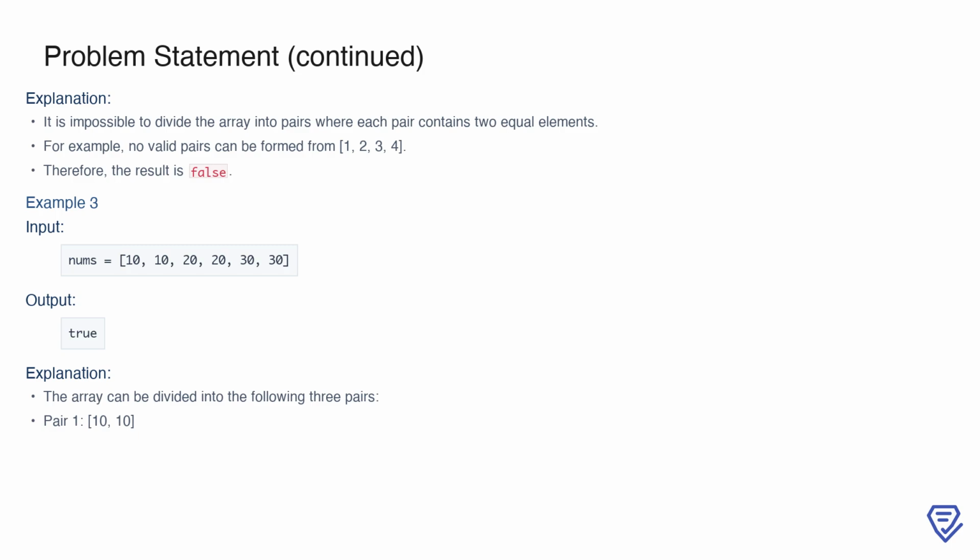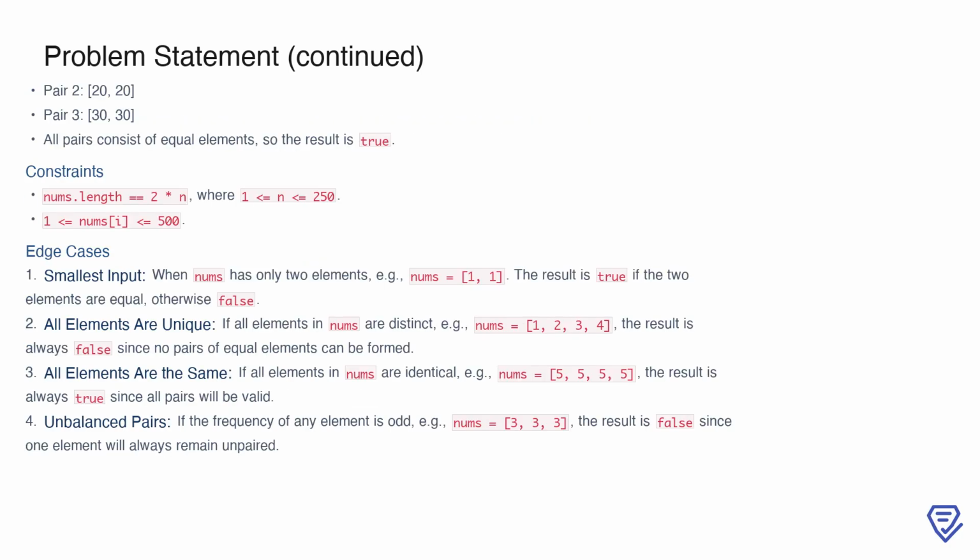Now, let's examine another example where the conditions are successfully met. In the third example, the input array is nums equals 10, 10, 20, 20, 30, 30. The output here is true because the array can be divided into three valid pairs. The first pair is 10, 10, the second pair is 20, 20, and the third pair is 30, 30. Once again, all pairs contain two equal elements, and no numbers are left unpaired. This satisfies the problem's requirements, so the result is true.